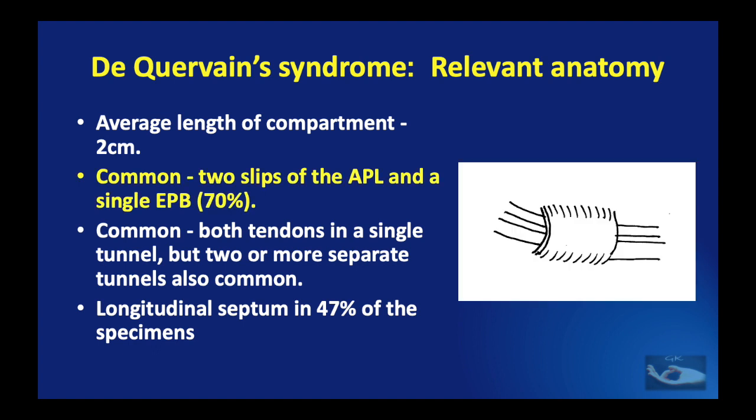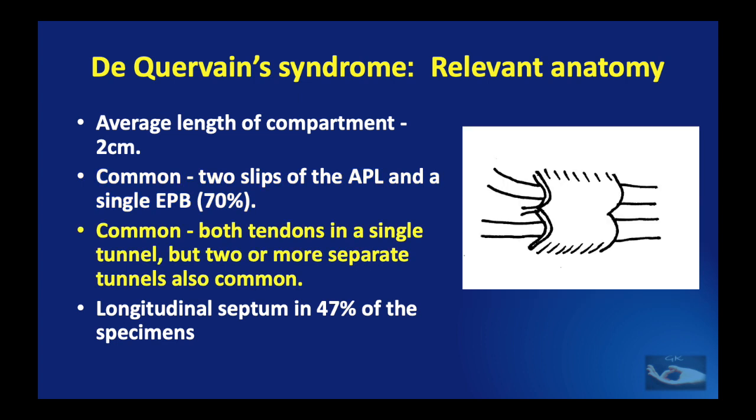Commonly, there are 2 slips of the abductor pollicis longus and a single slip of the extensor pollicis brevis, and this arrangement is seen in about 70% of the patients. Usually both the tendons are housed in a single tunnel, but 2 or more separate tunnels also can be seen, and sometimes there is a longitudinal septum between the 2 sub-compartments in about 47% of the specimens.